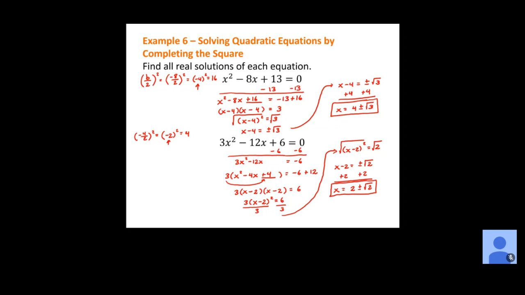So again, on a problem like that, just don't forget we have to factor out the a term, the 3 in this case, first. And then don't forget that because we've done that, whenever we find that c value, we actually have to distribute that 3 to whatever that c value is, and that's what we're actually going to add to the other side.